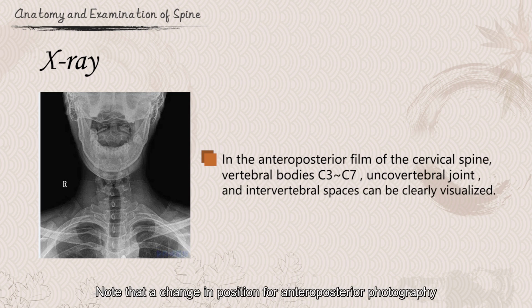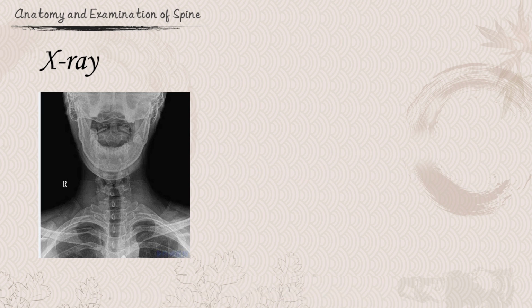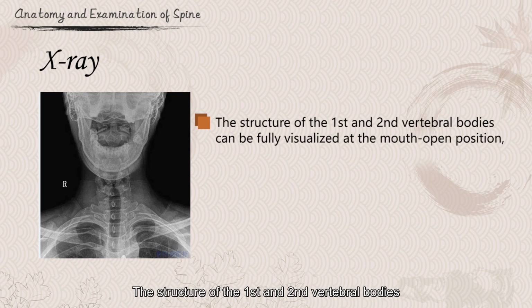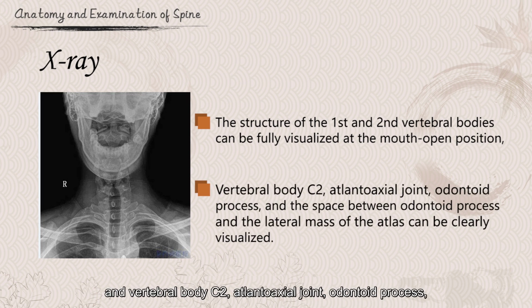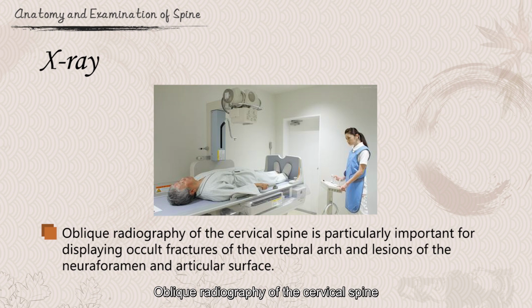Note that a change in position for anterior-posterior photograph is the mouth open position, which is not part of a standard examination. The structure of the first and second vertebral bodies can be fully visualized at the mouth open position, and vertebral body C2 and atlantoaxial joint, odontoid process, and the space between odontoid process and the lateral mass of the atlas can be clearly visualized. Oblique radiograph of the cervical spine is not a routine examination, but sometimes it is particularly important for displaying acute fractures of the vertebral arch and lesions of the neuroforamen and articular surface.